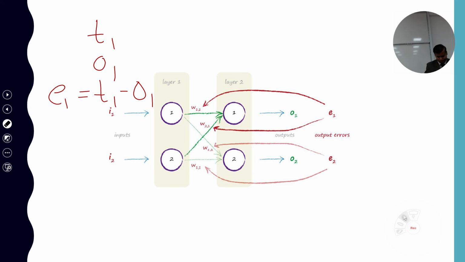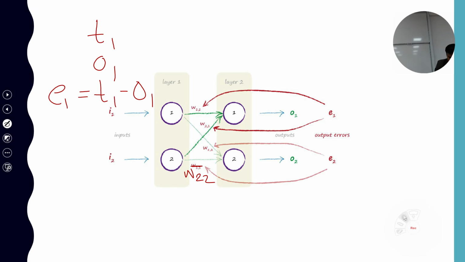So let's do a simple calculation and see how this can be done. This is W22, I suppose. Okay, so let's try to split this error. Let's begin with E1. Let's see simple updates for E1.